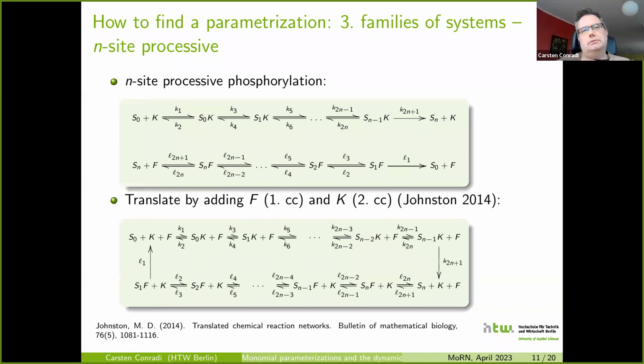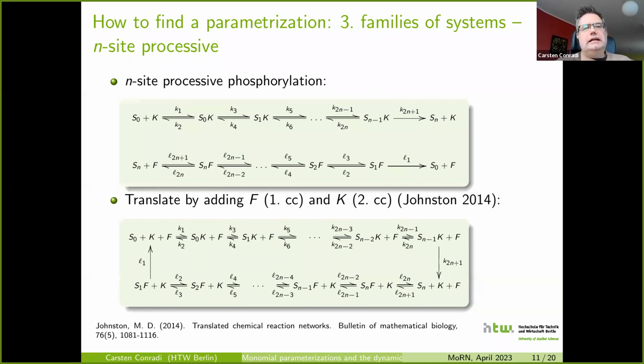This works sometimes. In my experience, this worked very well for post-translational modification networks. What I've shown here is a particular network where you have a protein that is phosphorylated n times in a processive way, and using this translation described by Matthew, you can transform this into an equivalent graph that defines an equivalent system of ODEs. And this graph has the nice property that it has only one connected component and that it is cyclic.